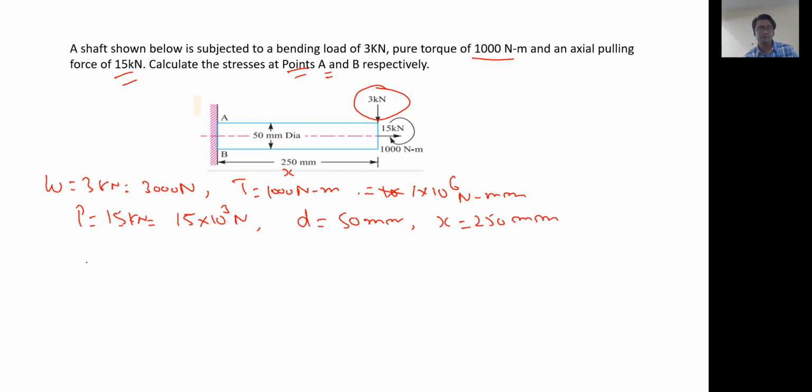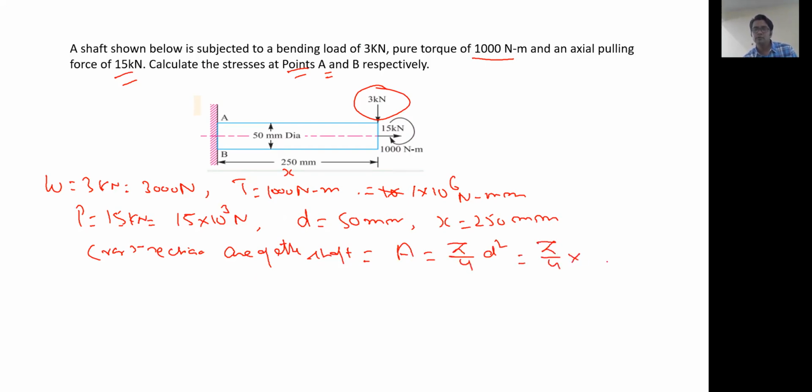Fine. So now we have to find out, first of all, the cross-sectional area of the shaft. So A is equal to pi by 4 d square. So it is pi by 4 into 50 the whole square, that will be 1964 mm square.